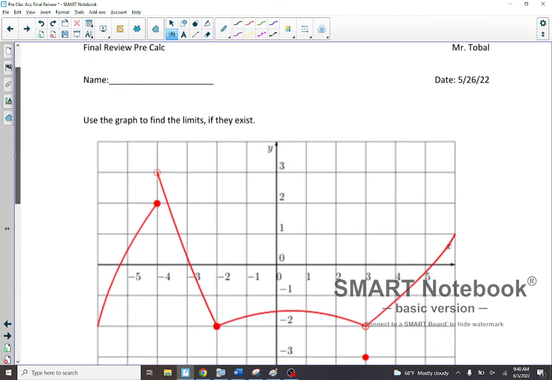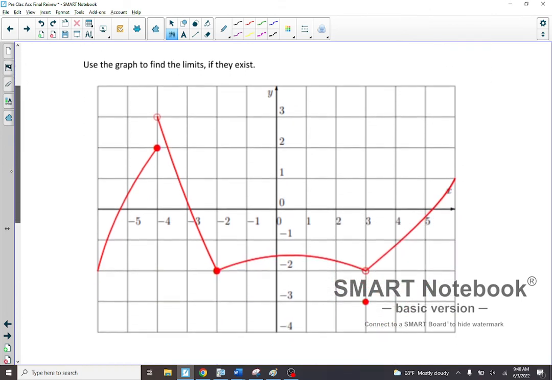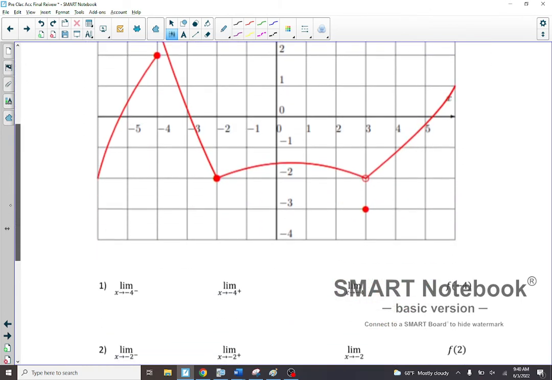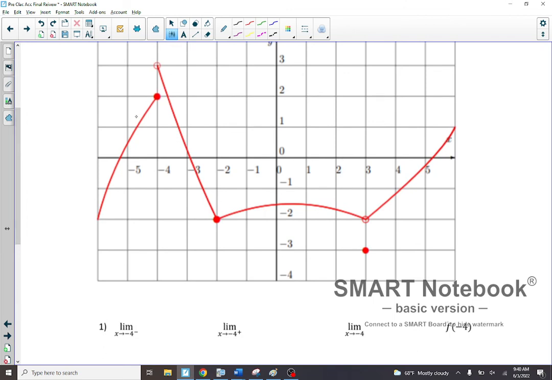All right, we're on the last test. Use the graph to find the limits if they exist. So for the first one, we're coming from negative 4, or we're coming to negative 4. We're approaching here. It looks like we're approaching at y equals 2, so there's going to be a positive 2. From here, it looks like if we get over here, I would land at 3, so y equals 3.